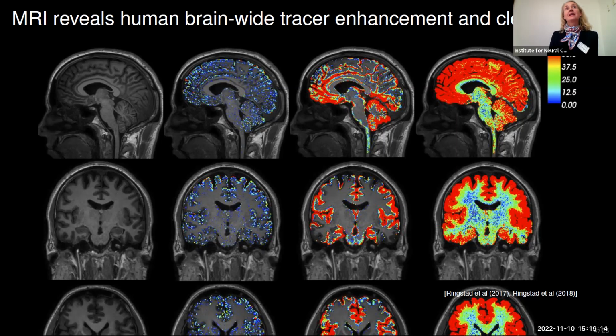These are MR examinations, so-called contrast MR examinations of patients in which the protocol is that they inject this contrast agent into the fluid surrounding the spinal cord of these patients, and then they roll these patients in and out of the MR machine and image how the tracer spreads in the human brain.